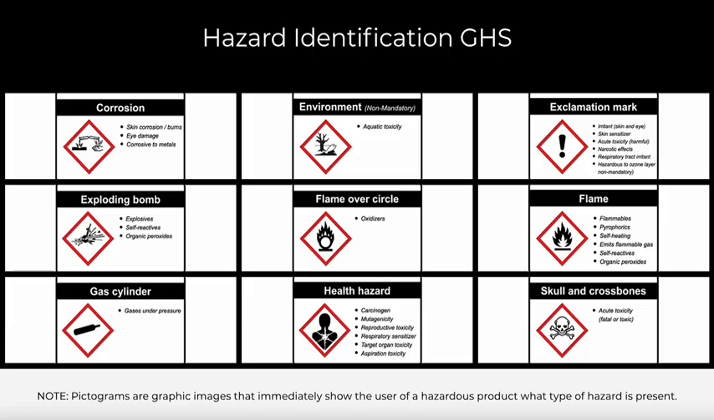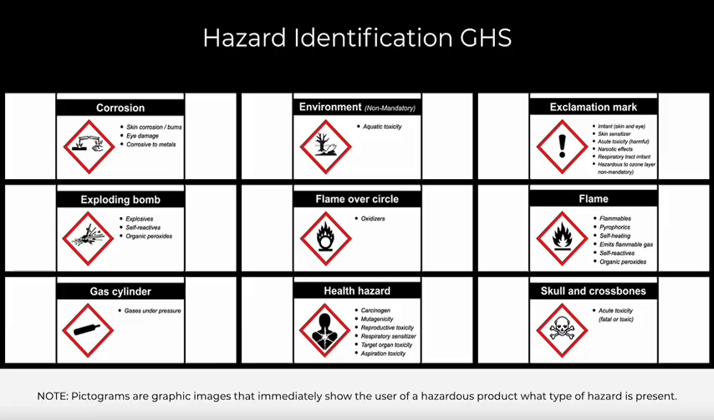There are 9 standard pictograms used in the GHS, each representing a different type of hazard. Flame represents flammable chemicals. Flame over circle represents oxidizing chemicals. Health hazard represents chemicals that are harmful to human health. Exclamation mark represents chemicals that cause skin irritation or allergic reactions. Gas cylinder represents compressed gases.